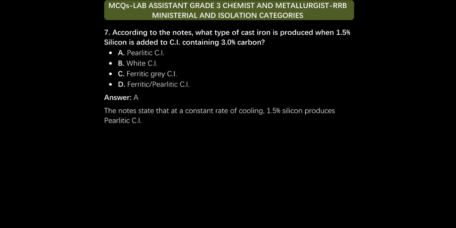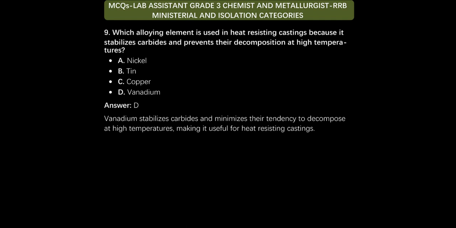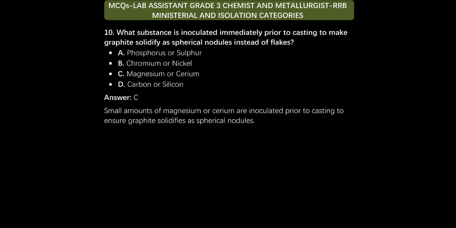According to the notes, what type of cast iron is produced when 1.5% silicon is added to cast iron containing 3.0% carbon? Option A, pearlitic cast iron. Manganese is added to cast iron primarily to combine with which element to reduce embrittlement? Option D, sulfur. Which alloying element is used in heat-resisting casting because it stabilizes carbides and prevents their decomposition at high temperature? Option D, vanadium.